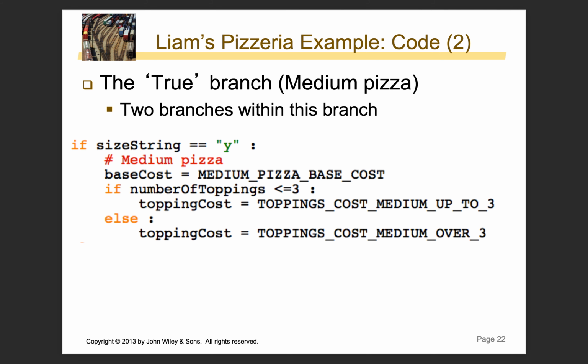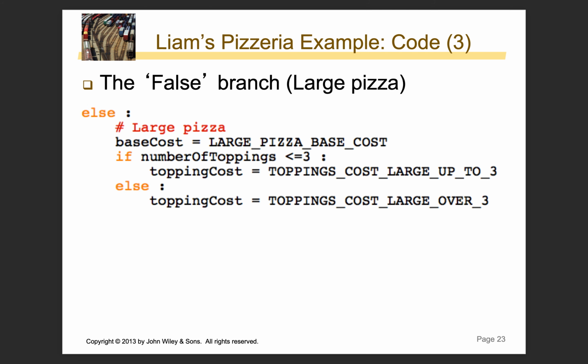Okay, so the true branch for medium pizza is going to have 2 branches within this branch, as we saw when we looked at the flowchart. So if the size string is yes, if they wanted a medium pizza, then he sets the base cost of the pizza to the medium pizza base cost, and then he asks them about the number of toppings. He checks: if the number of toppings is less than or equal to 3, he sets the topping cost to the medium topping cost up to 3. Otherwise, he sets the topping cost to the topping cost of over 3 toppings being added to the pizza.